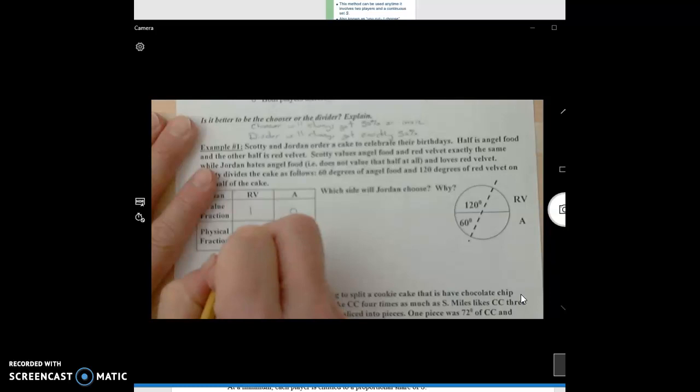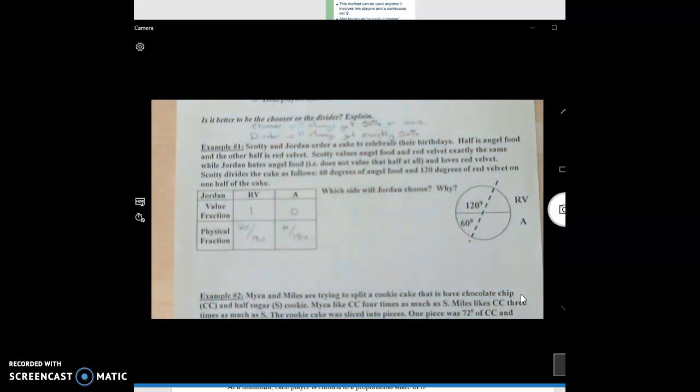Okay. And Jordan hates angel food cake, so Jordan values that as 0%. And then our fractional value, or our physical value, is going to be red velvet as 180% and angel food as 180%, because the cake is half angel food cake and half red velvet cake. So which side is Jordan going to choose and why?